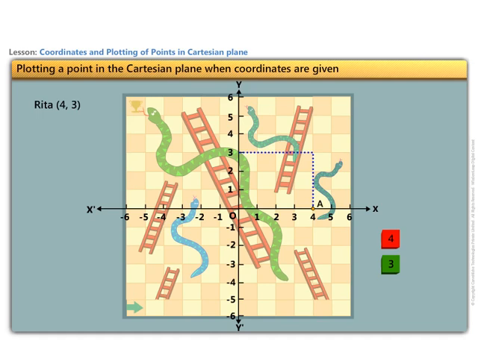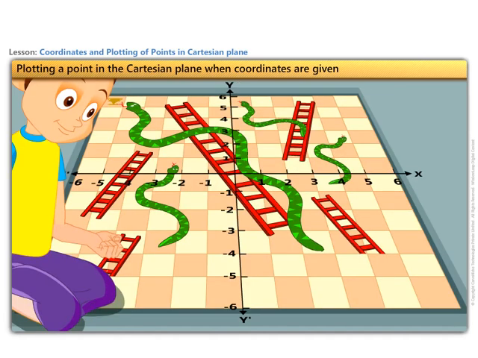Now, starting from A, we move in the positive direction of the y-axis and count 3 units and mark the corresponding point as P. What do you observe? We see that the distance of P from the y-axis is 4 units and from the x-axis is 3 units. Hence, P(4, 3) is the location of the point in the first quadrant because both the coordinates of P are positive.